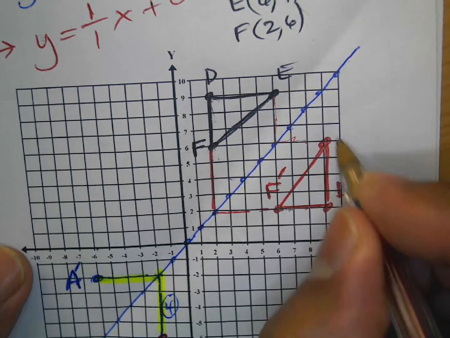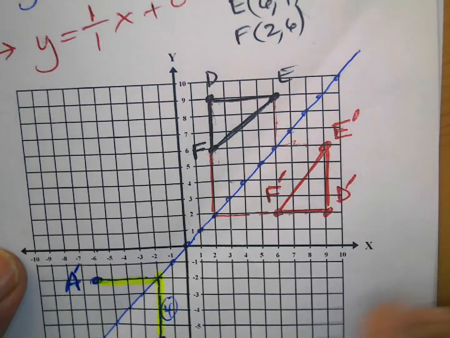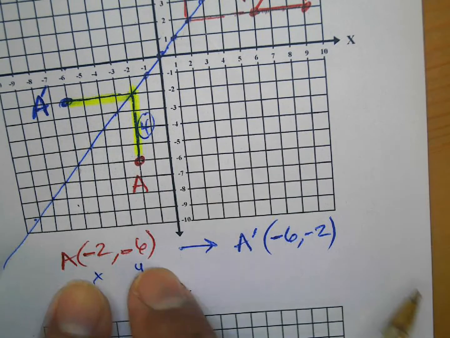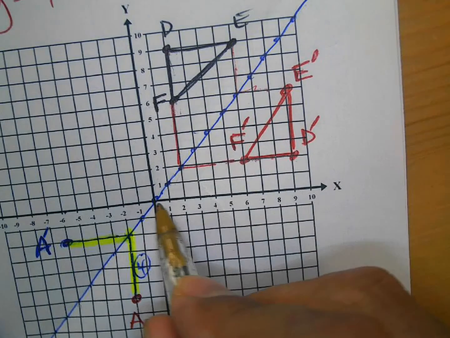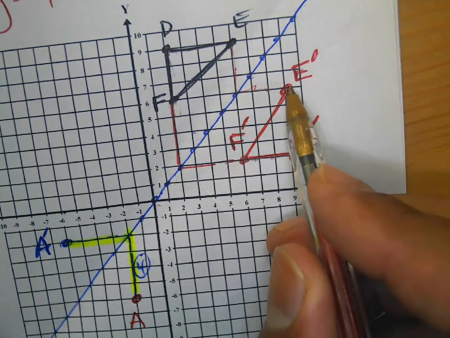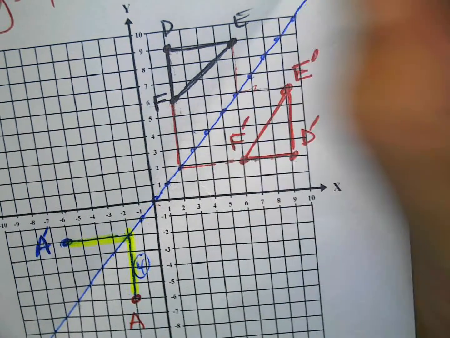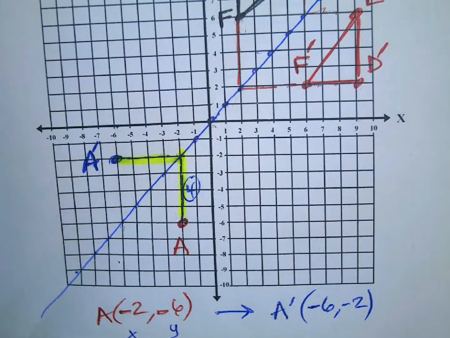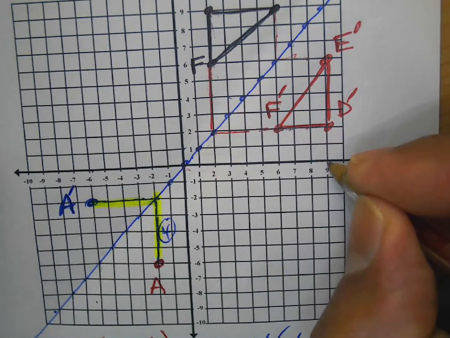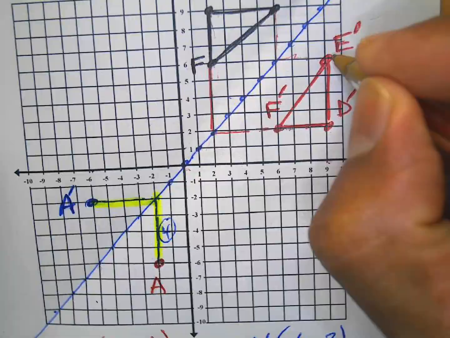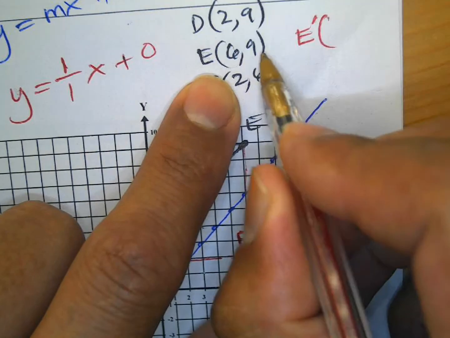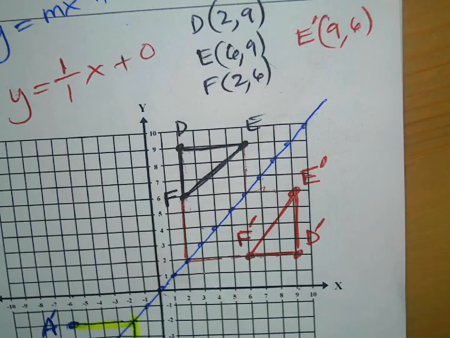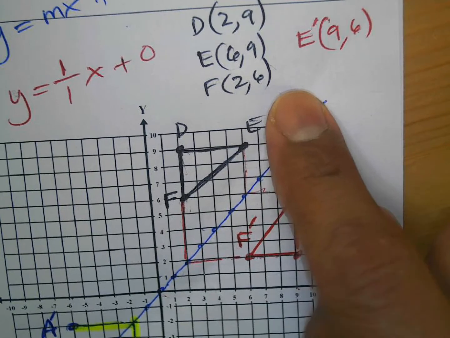So that's D, then this is E, right? According to what we learned over here, if I do a reflection, all you do is switch the numbers. So E prime is going to be 9, 6. E is now 9 on the X, 6 on the Y, and that's E prime. And see, 9 on the X, 6 on the Y, yes, it's true. The numbers just switch.